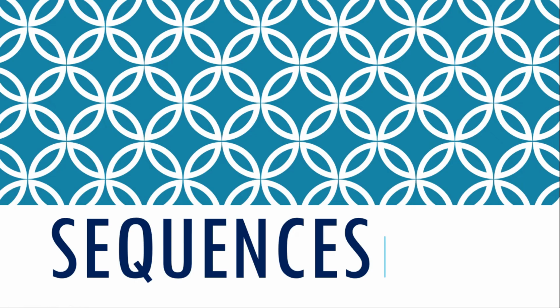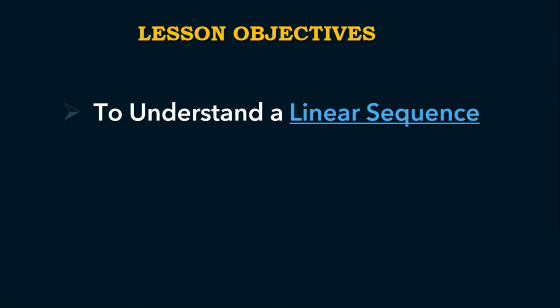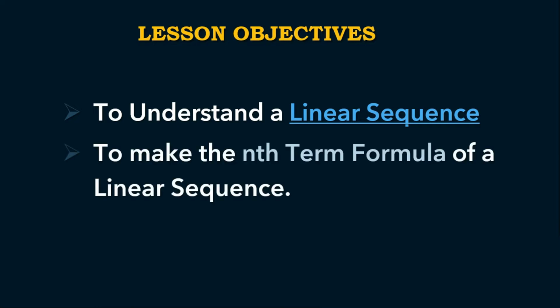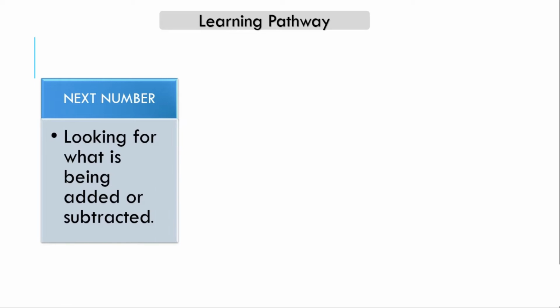The topic is from sequences. The lesson objective is to understand a linear sequence and to make the n-term formula of a linear sequence. The learning pathway for the day is, first, you should know how to identify a linear sequence by identifying the constant difference, the constant term that's being either added or subtracted. So look for the next number, which is being added or subtracted.